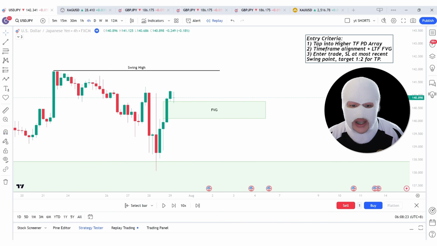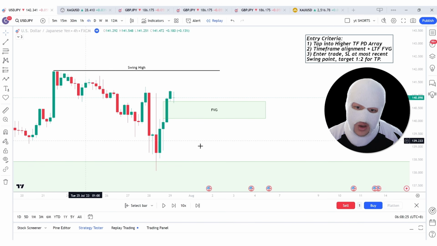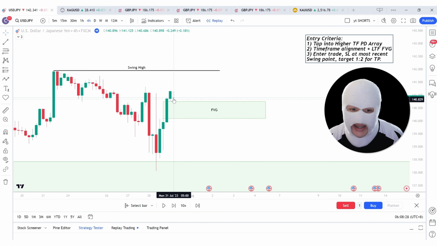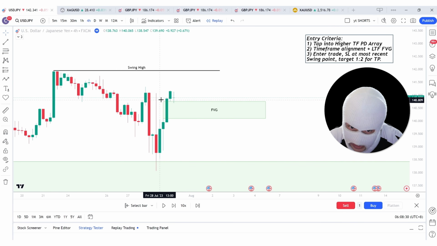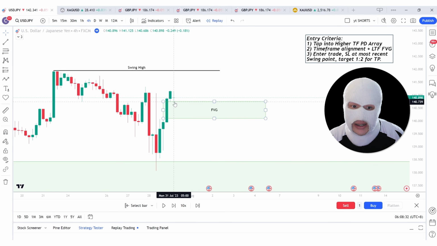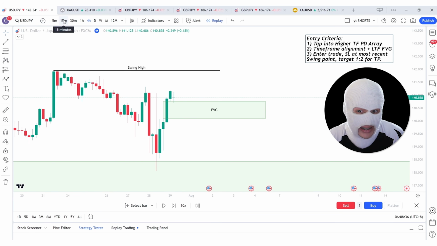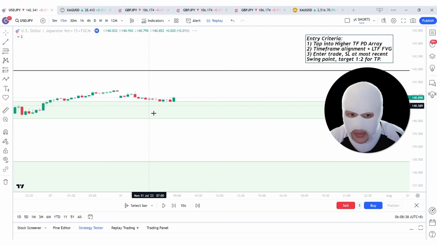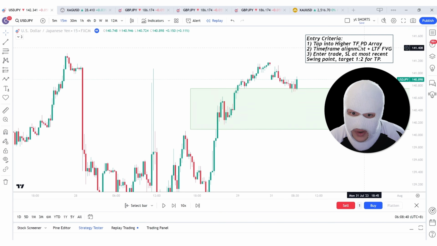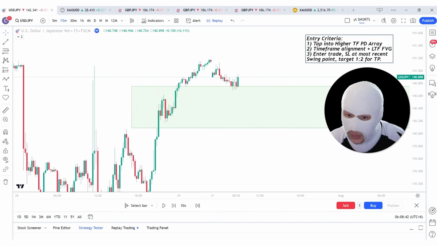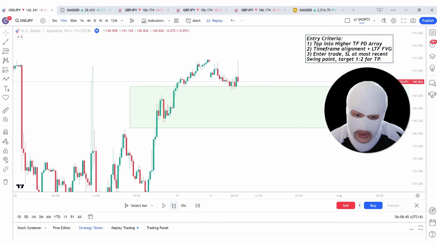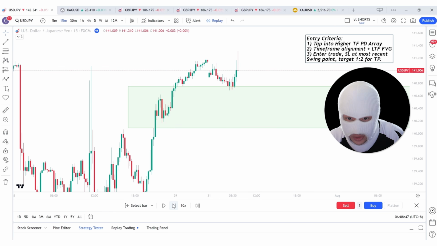Now, let's go through this example step by step. We tap into the 4-hour fair value gap, creating these 3 candles right over here. That's step 1 done. On to step 2. Using the time frame alignment as shown earlier, we drop down to the 15-minute time frame to look for a bullish fair value gap, since there are no bearish confluences and only bullish confluences.